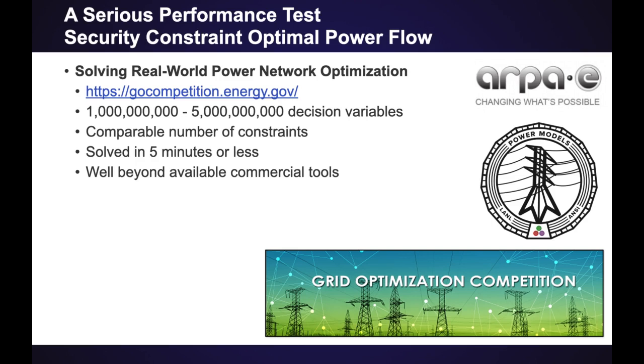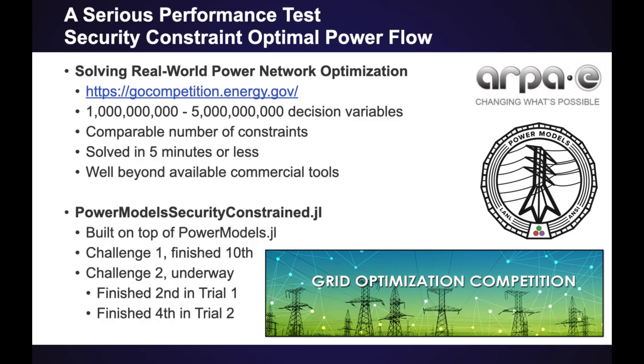In this particular competition, you have to solve optimization problems with 1 billion to 5 billion decision variables if you were just going to write them down in a naive way, with a comparable number of constraints. And usually you want to solve this in 5 minutes or less. So this is really well beyond what commercial tools do, and it's an incredibly challenging optimization problem. That's why it's pushing the frontier of science and industry.